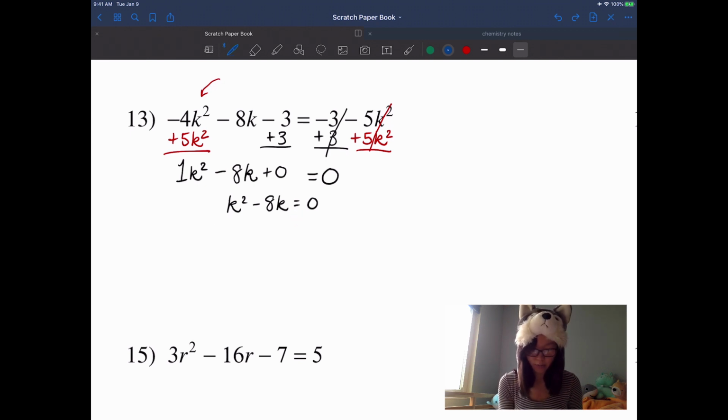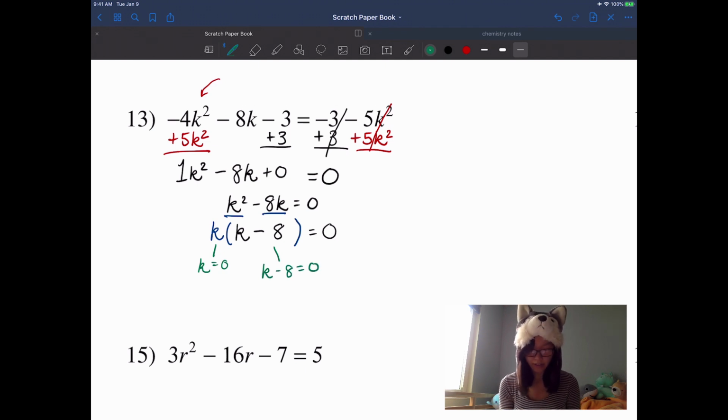And the greatest common factor in both of these two is k. I'm going to factor out a k. And what's left over is essentially k minus 8. That's still 0. What's really cool is you can now solve for k the same way as before. You can set this part equal to 0, and you can also set this part equal to 0.